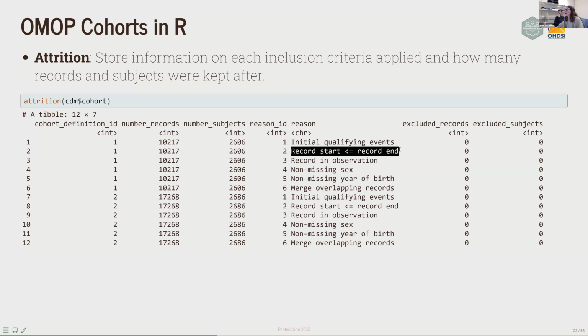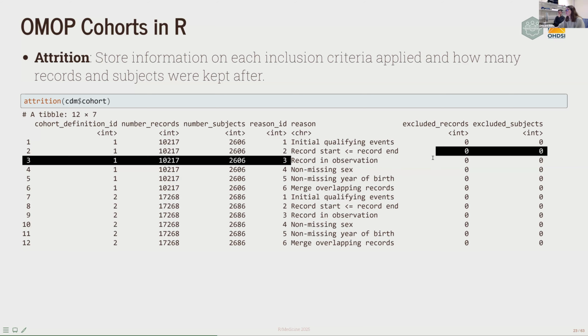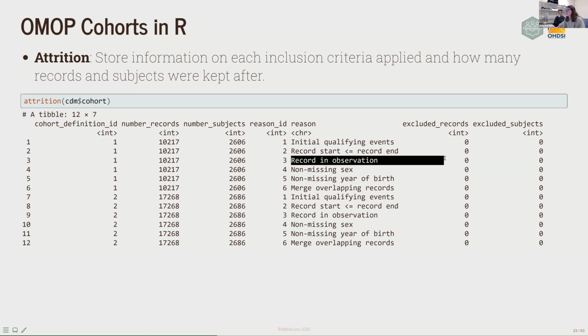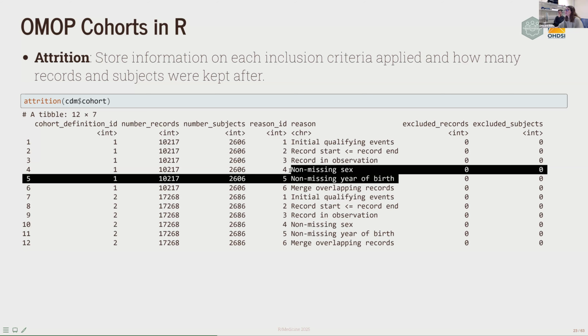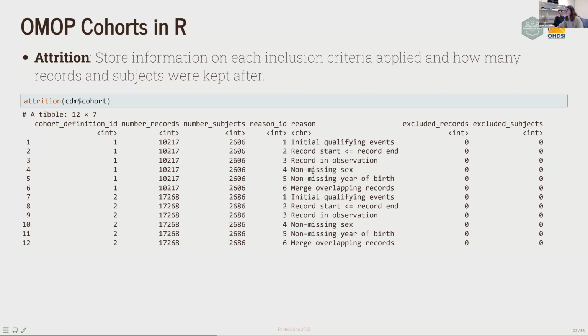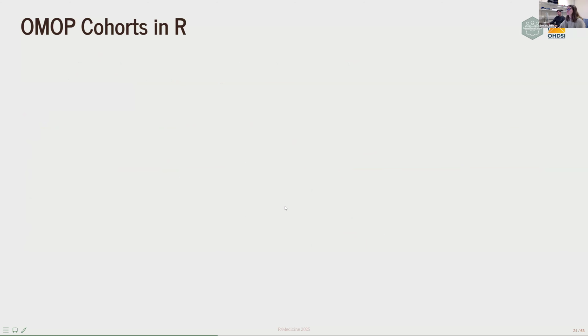Then we select only those that have a start before an end. Those that are in observation, because these are one of the rules when working with cohorts in OMOP. Then we kept only those people contributing to the cohort that had a record of sex and year of birth. And finally, if 2 records were overlapping, we merge them. And the same is done for the second cohort in the table.